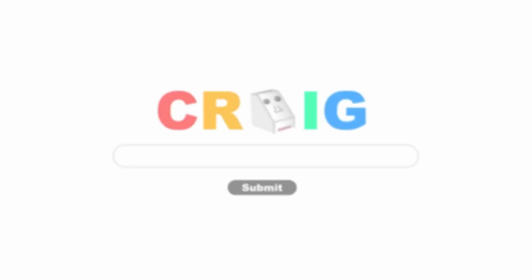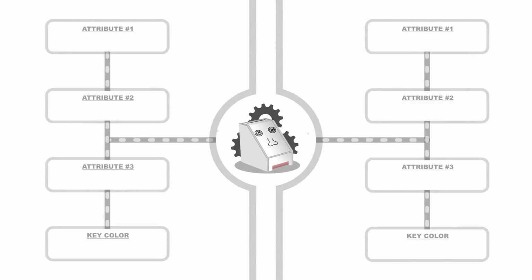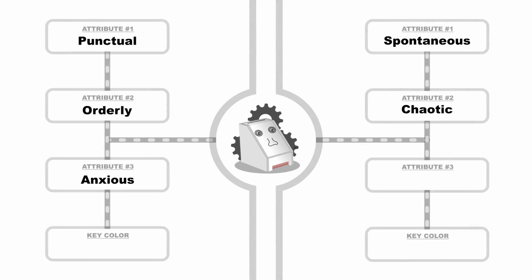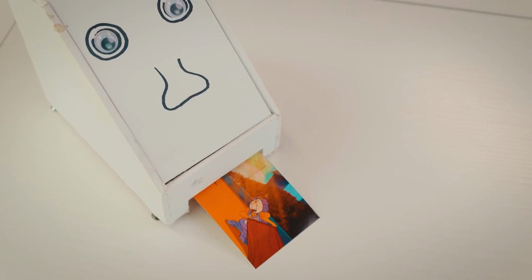Okay, Craig, with this information, what is the opposite of punctual, orderly, anxious, and the color gold? According to Craig, the opposite of punctual is spontaneous, the opposite of orderly is chaotic, and the opposite of anxious is confident. And the opposite color of gold is violet. Let's see this opposite version of Cogs. Oh, I actually kind of like this one.